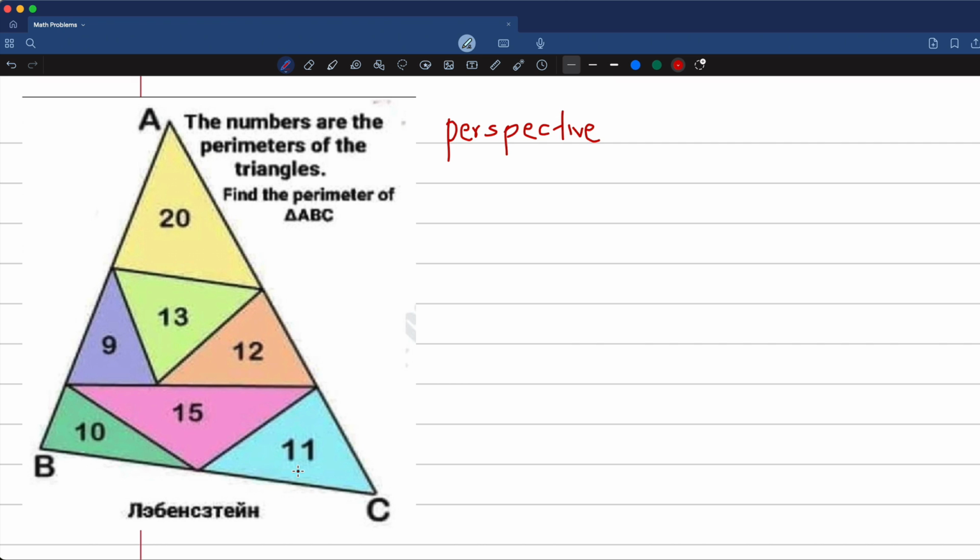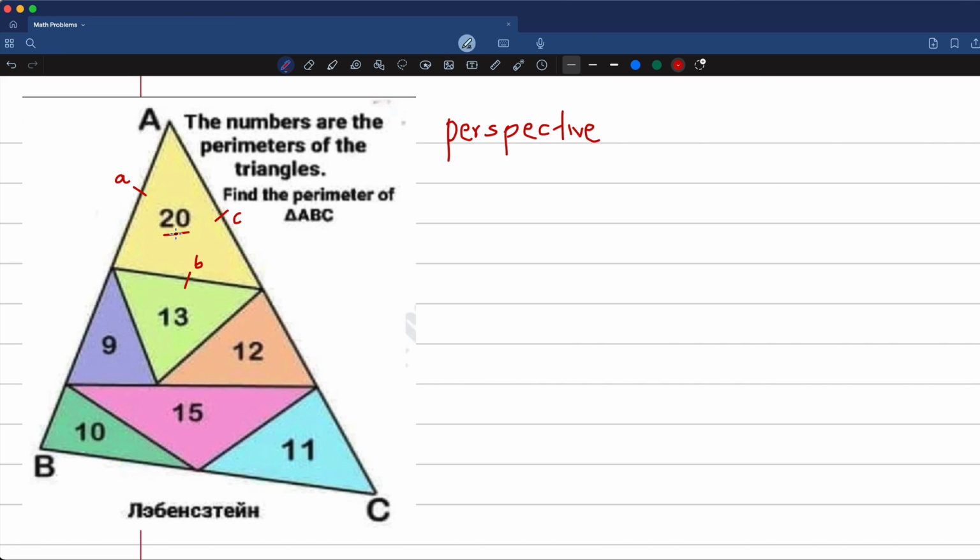Now there are numbers inside each of these colored triangles, and these numbers indicate the perimeter. The perimeter is the sum of the lengths of a triangle. So the 20 refers to the sum of A. Let's call this A. This is the side A from here till here. And then you have B, and then you have C. So A plus B plus C is 20. In similar fashion, you have the rest of the triangles.